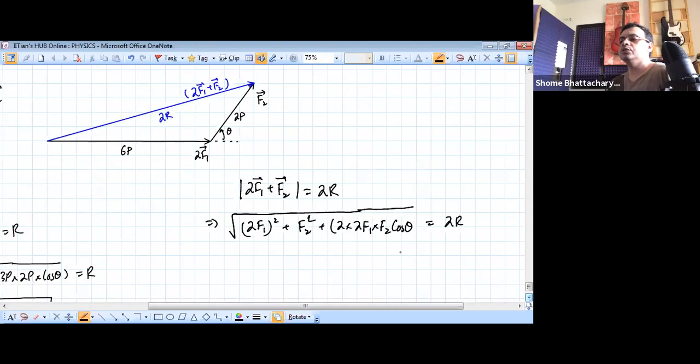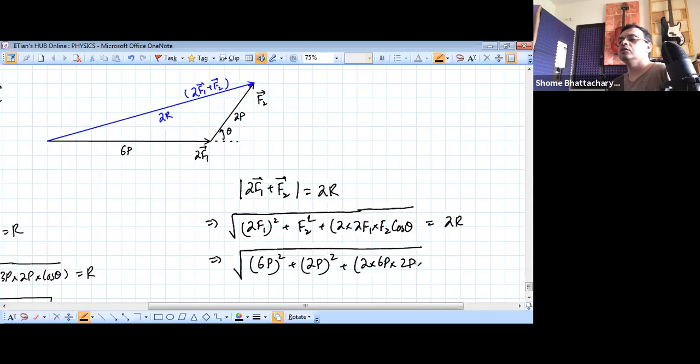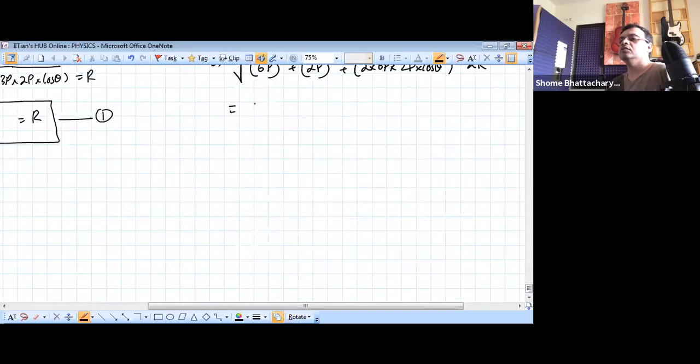So just substitute that over here. So this is becoming square root of 6p the whole square. So 36p square plus 4p square, so that will be 40, plus 2 into 6 into 2. So that will give you 24. Or this is telling us that you take p common, you have 36 plus 4, so that's 40, and plus 2 into 6 into 2, so that's 24.